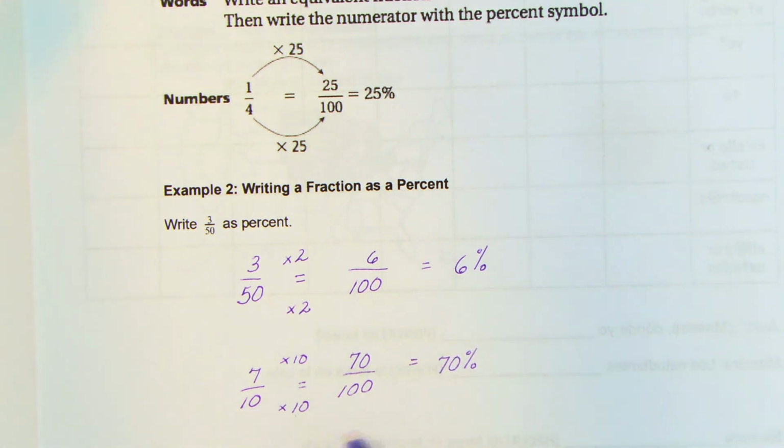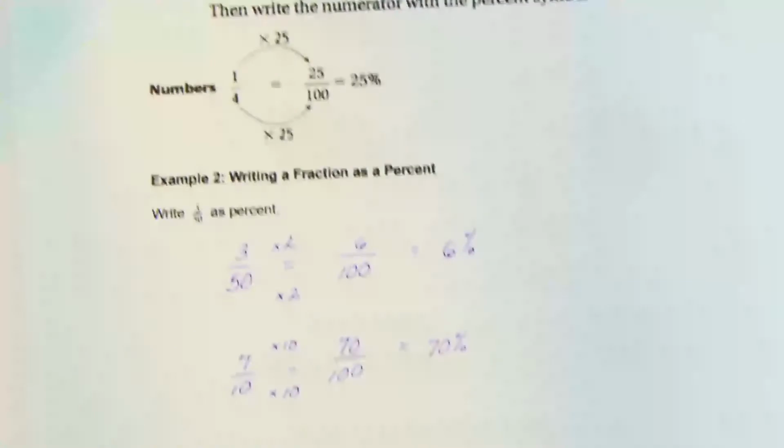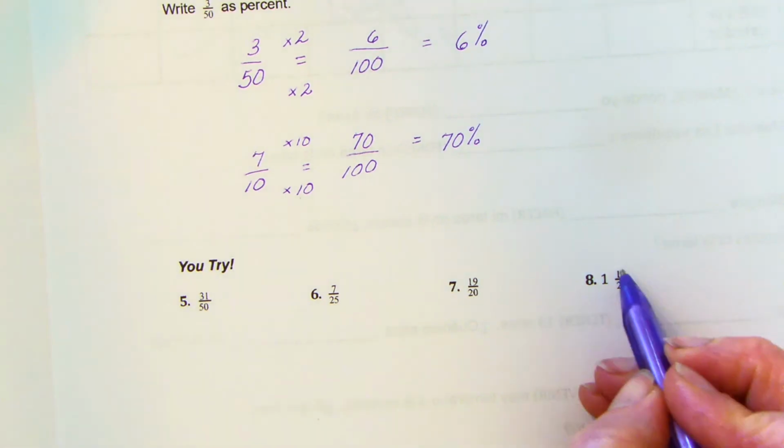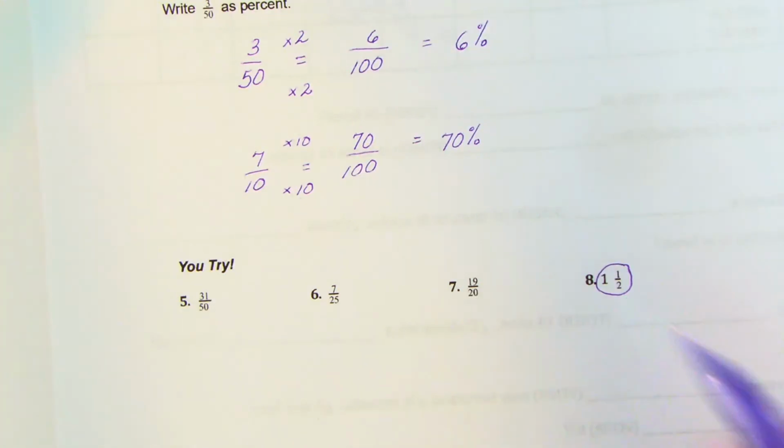And a lot of you already know that one, huh? All right, there are 4 U-tries. All of them will have denominators that go nicely into 100. This is 1.5. Okay, that all goes together.